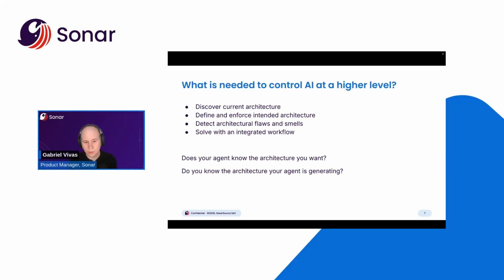So the question we want to bring to you is, does your agent know the architecture you want to achieve? You know, this high-level organization, these high-level relationships. And do you know what your agent is actually generating when you prompt it to build stuff? It's not always doing exactly what you hope for. So how are you managing that? This is the real heart of what we're trying to show you today.